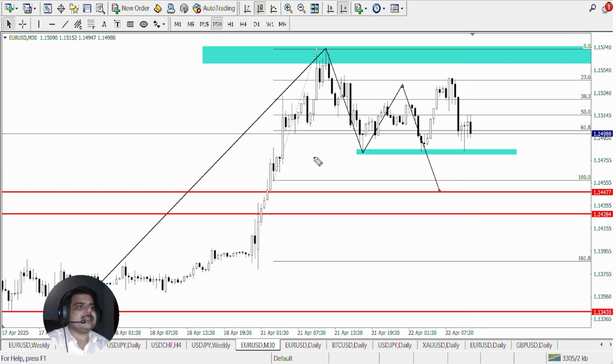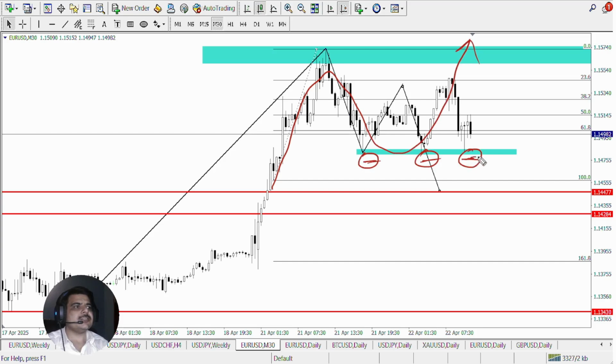For this ABCD, right? This is the 61.8 on the M30. This is the third touch, and we have got a very nice pin bar. So if the market drops till here with like 20 pips, you can try to generate around 50-60 pips from this setup.